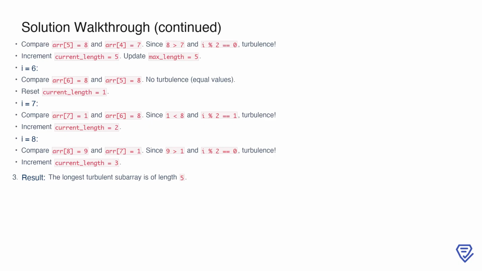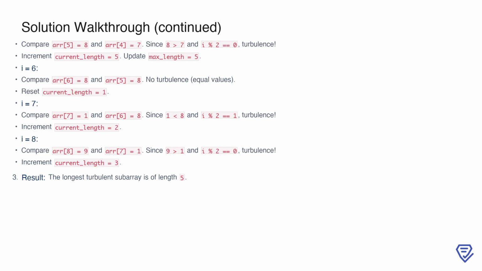At i equals 5, we compare arr[5] equals 8 with arr[4] equals 7. Since 8 > 7 and the index i is even, we have turbulence. We increment current_length to 5 and update max_length to 5.